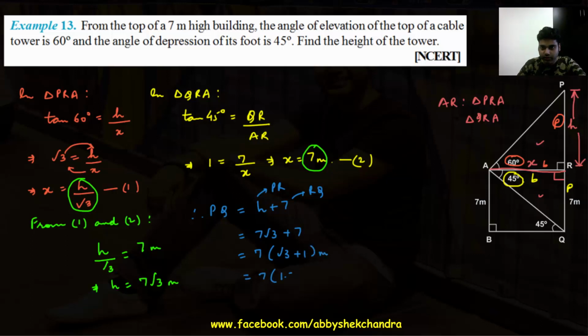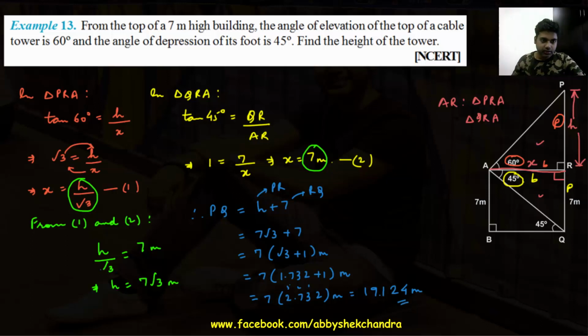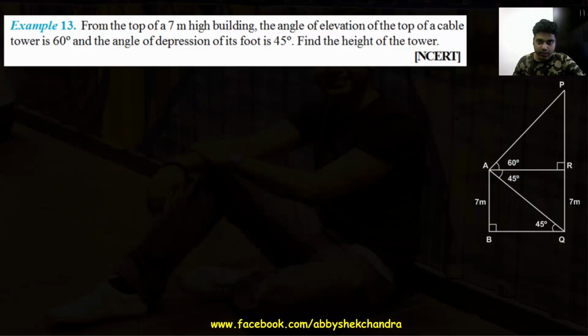So root 3 is 1.732, plus 1, equal to 7 into 2.732 meters. That will be equal to 19.124 meters, which will be the answer. Fine. Let's quickly get to the next question.